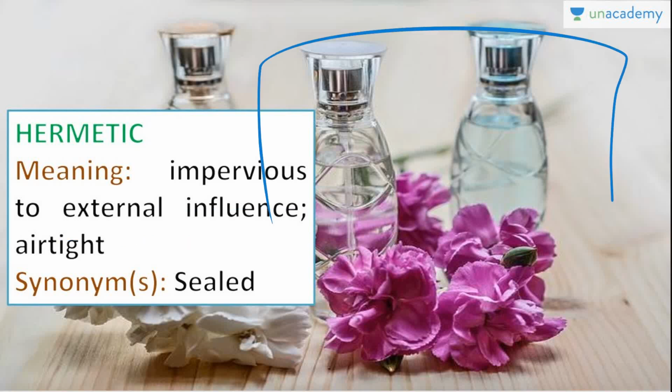Now we can use this in a larger context also. For example, look at this sentence. The billionaire bought a private island so that he could raise his kids in a hermetic environment. So hermetic means जिसका बाहर से कोई influence अंदर नहीं आ रहा है. It's absolutely airtight. It's absolutely sealed. It's impervious to any outside influence. That becomes hermetic.